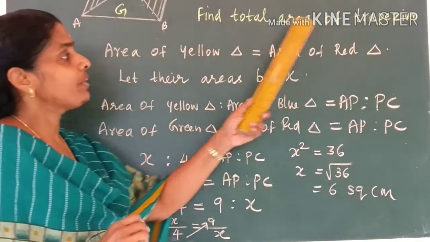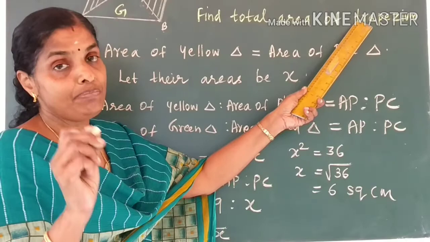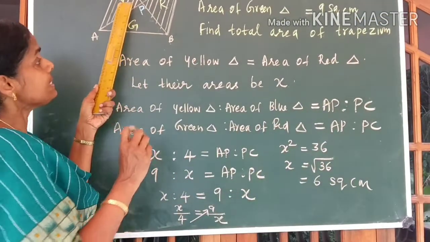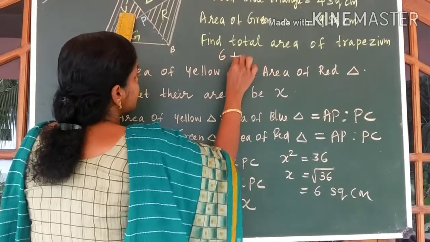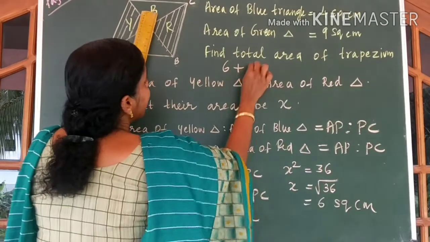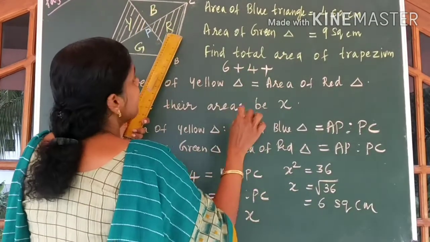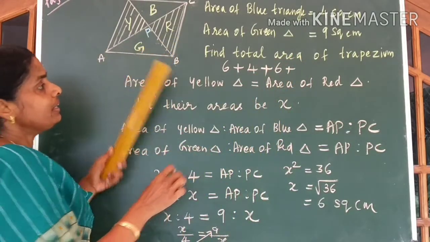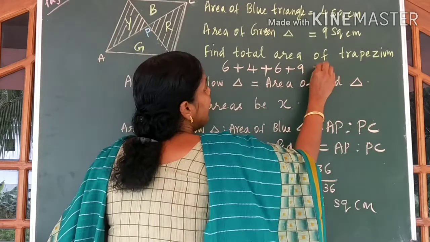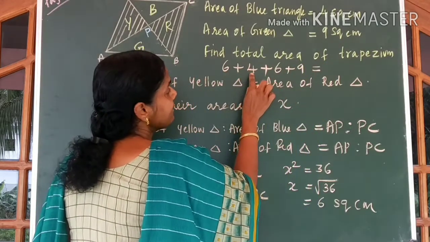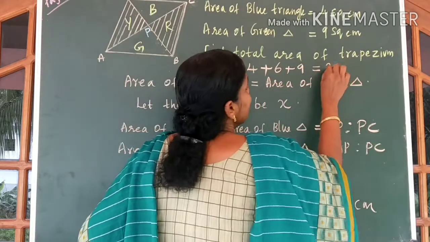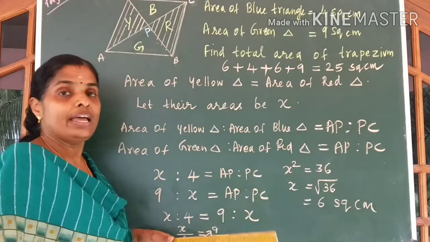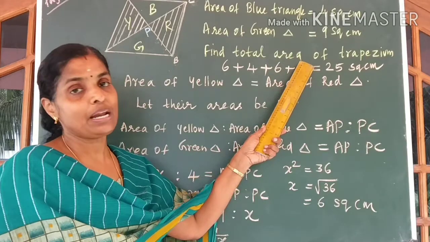Now to find the total area of the trapezium, just add all the areas. We know this is 6. So you get 6 plus blue triangle 4 plus red triangle 6 plus green triangle 9. If you add all this, you are getting 10, 19, 25. 25 square centimeter is the area of the trapezium.